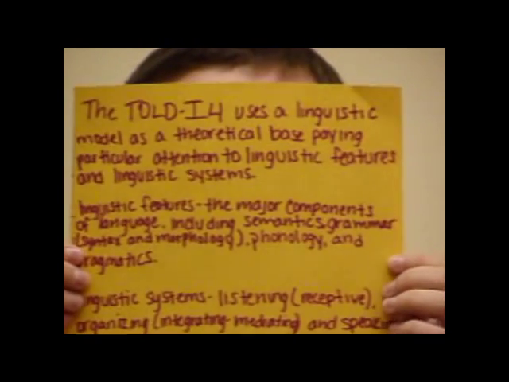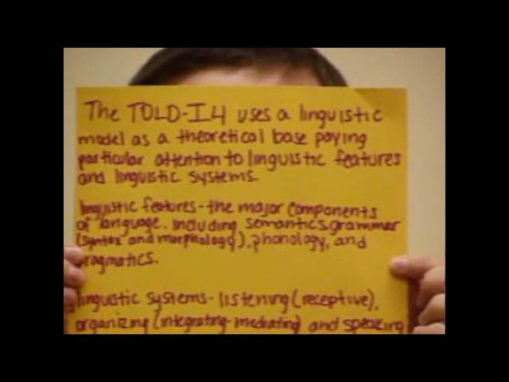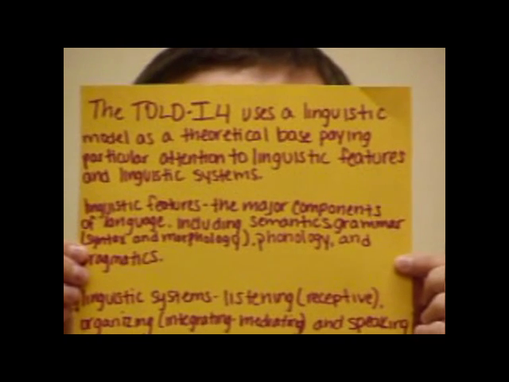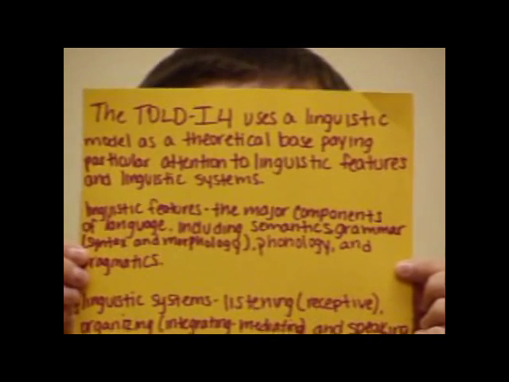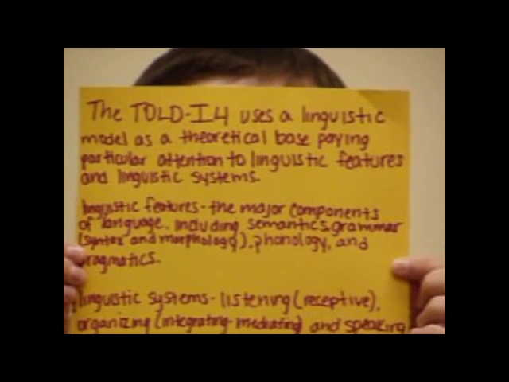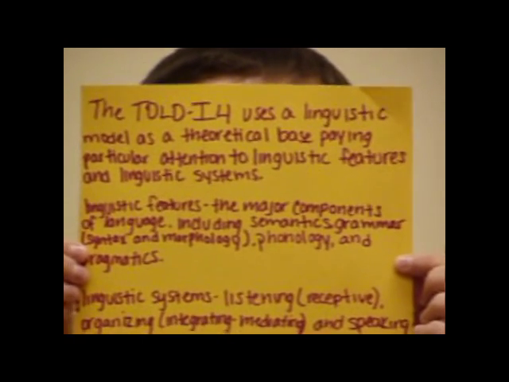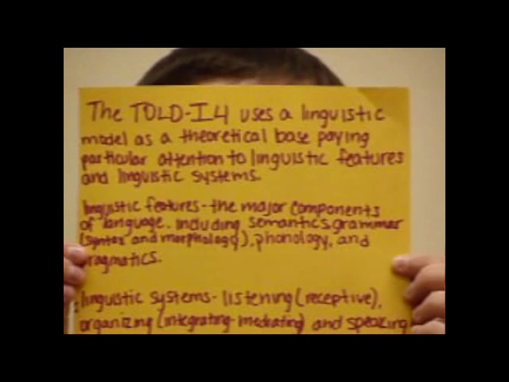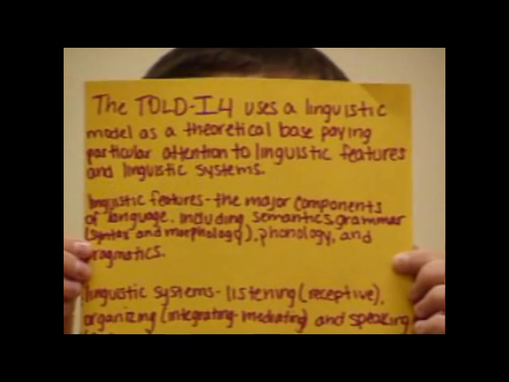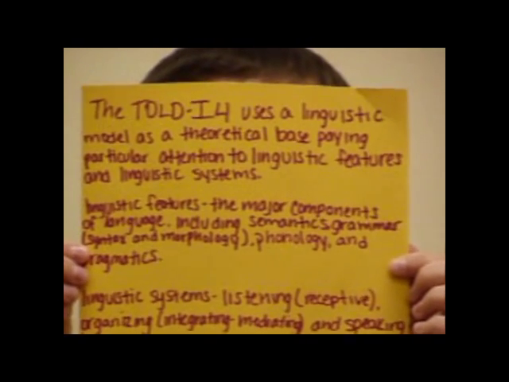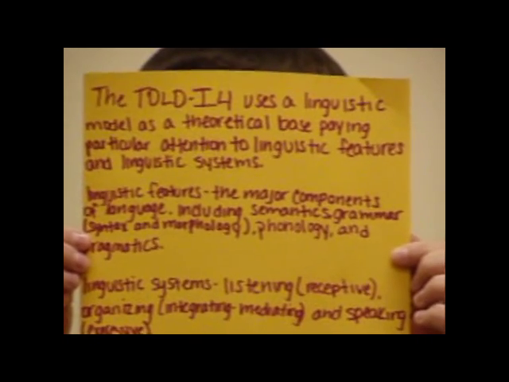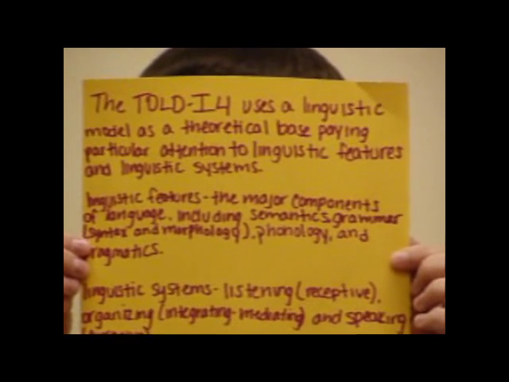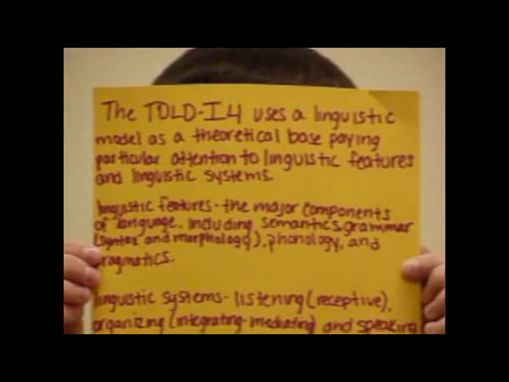The TOLD I-4 uses a linguistic model as a theoretical base, paying particular attention to linguistic features and linguistic systems. Linguistic features are the major components of language, including semantics, grammar, which is syntax and morphology, phonology, and pragmatics. Linguistic systems include listening, organizing, and speaking. They represent the manner in which language is used and understood.